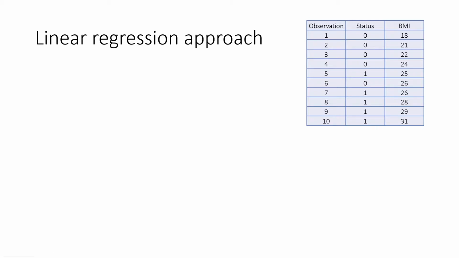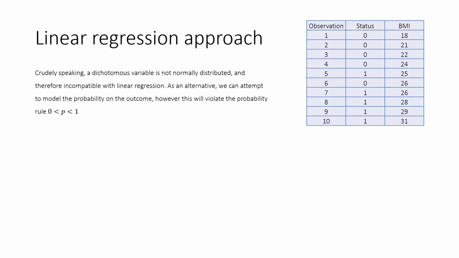So we could approach this with a linear regression. However, actually, that's not really possible because, crudely speaking, a dichotomous variable is not normally distributed, and therefore we cannot really use it as the outcome of a linear regression. As an alternative, what we can do is, instead of actually modeling the outcome, we can try to model the probability of the outcome. So the probability of some outcome, either 0 or 1.